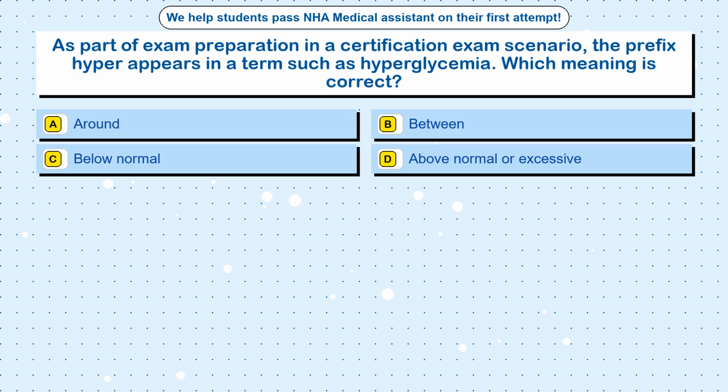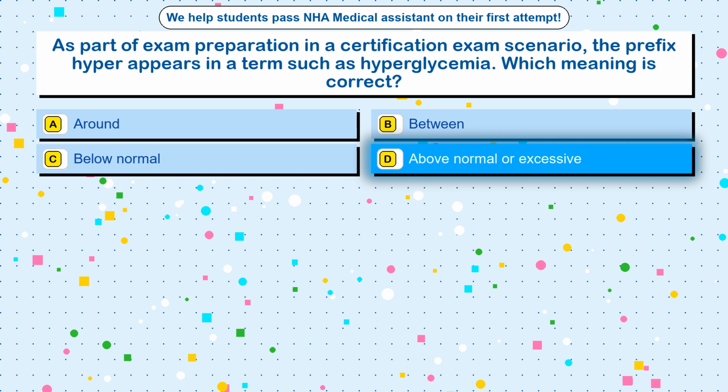Question 23. As part of exam preparation in a certification exam scenario, the prefix hyper appears in a term such as hyperglycemia. Which meaning is correct? Option A. Around. Option B. Between. Option C. Below normal. Option D. Above normal or excessive. The correct answer is option D.